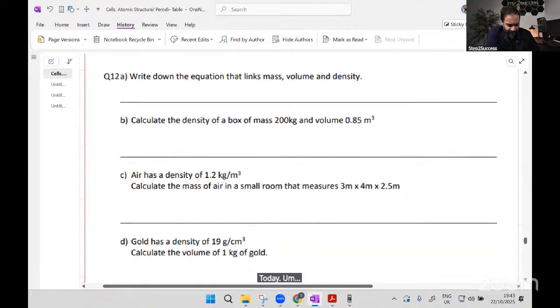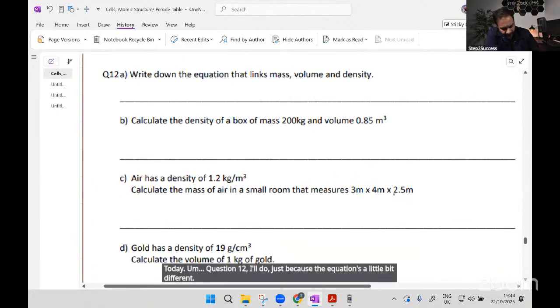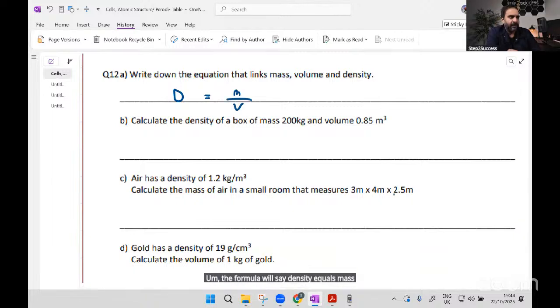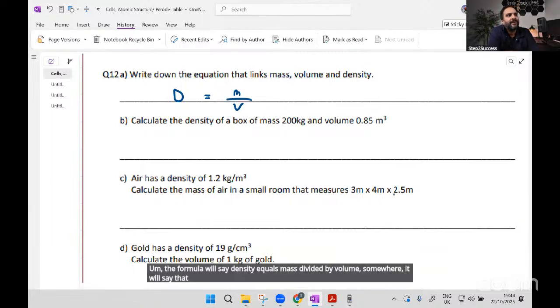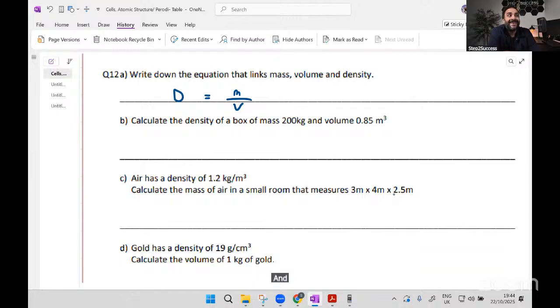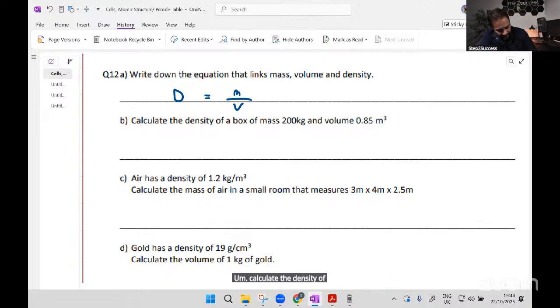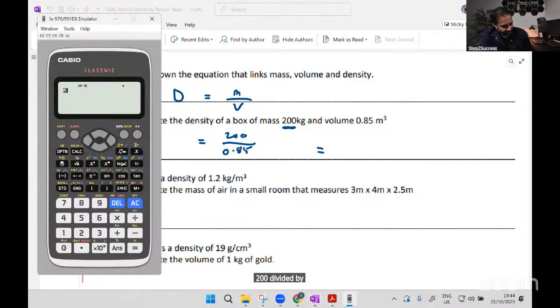Question 12 I'll do just because the equation's a little bit different. The formula will say density equals mass divided by volume. Somewhere it will say that, I promise. And also this is a little bit harder, actually. This is much harder, this question. So this is a fair way to finish this part. Calculate the density of a box of mass 200 kg. So the M is 200 and the volume is 0.85. 200 divided by 0.85 will give you your density.